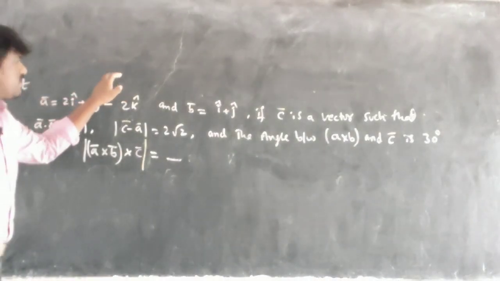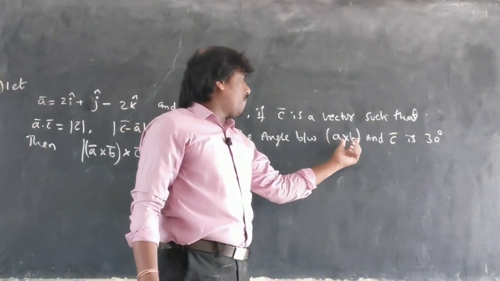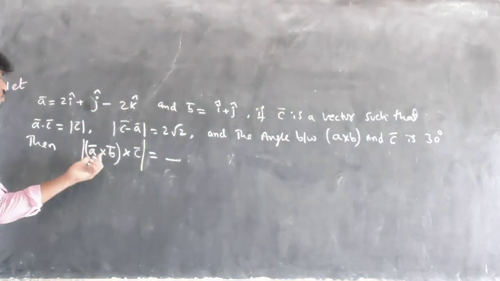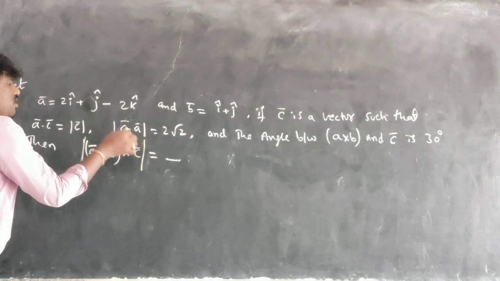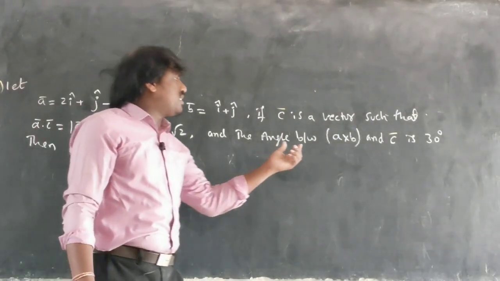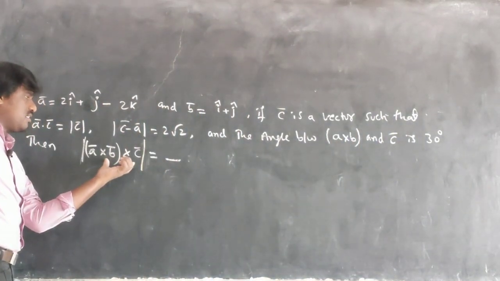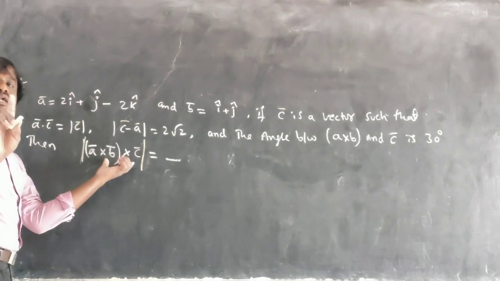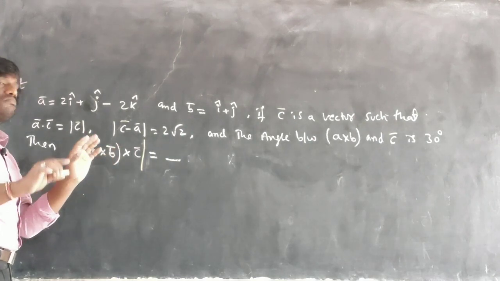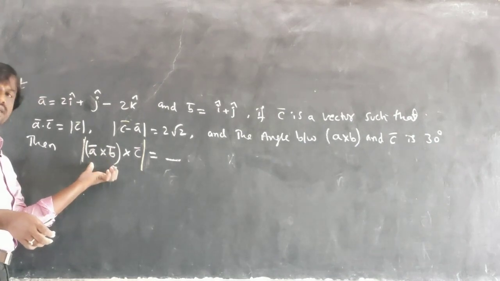This is the given information. Through this information, he is asking us to find the modulus of A cross B cross C, with the angle between A cross B and C given as 30 degrees. This question is important because whenever the angle between these is given, don't go for the vector triple product. This should not be solved using the vector triple product. You consider A cross B as one vector and C as another vector. Let us call A cross B a U vector.